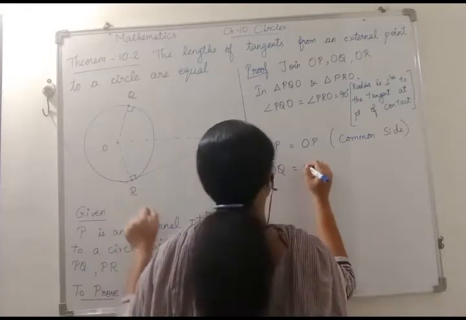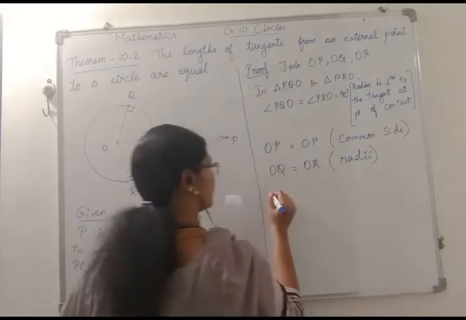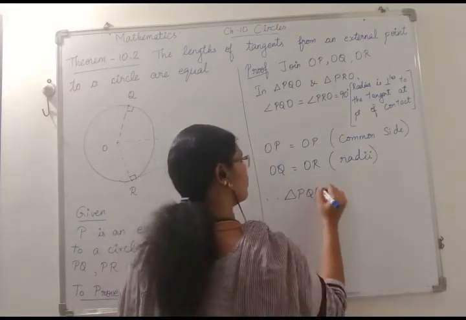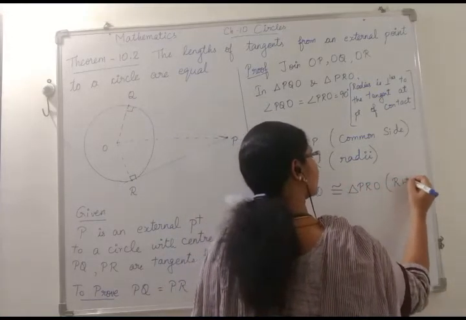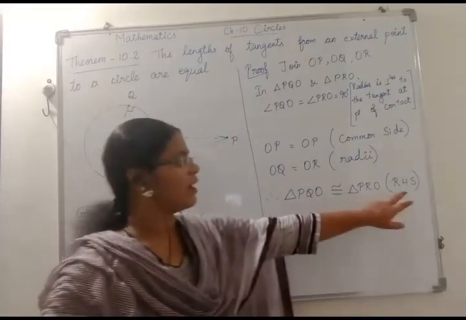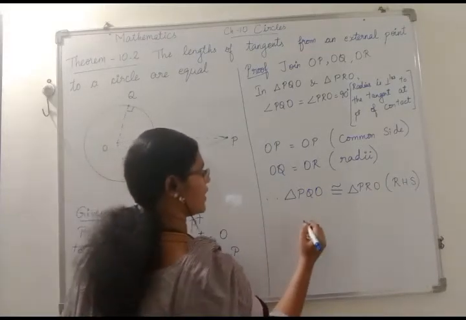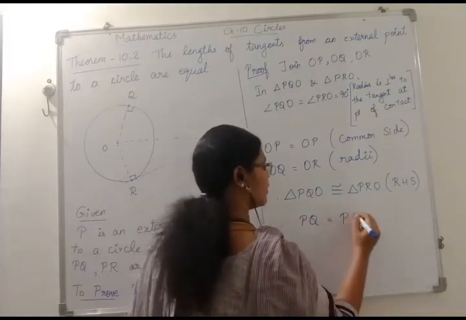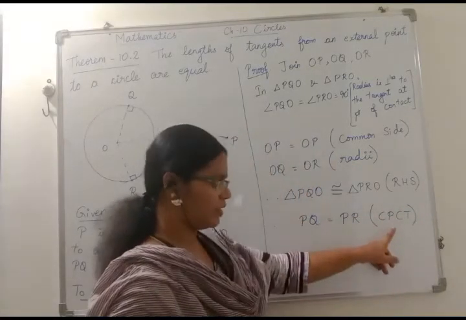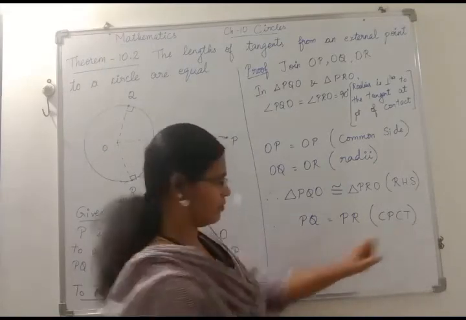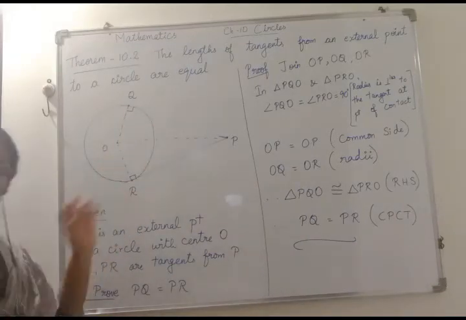OQ is equal to OR because they both are radius, or in plural radii. Therefore, triangle PQO is congruent to triangle PRO by RHS congruence condition. What is that? Right angle, hypotenuse, side. Now from this we will get that PQ is equal to PR by CPCT. What is CPCT? Corresponding parts of congruent triangles. Hence, we have proved that the lengths of the tangents are equal.